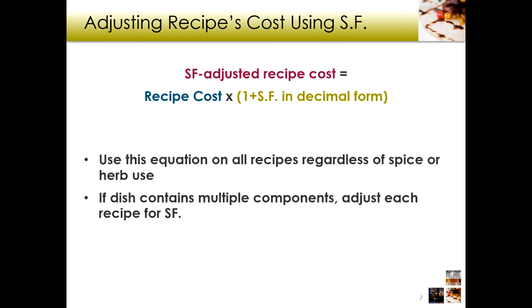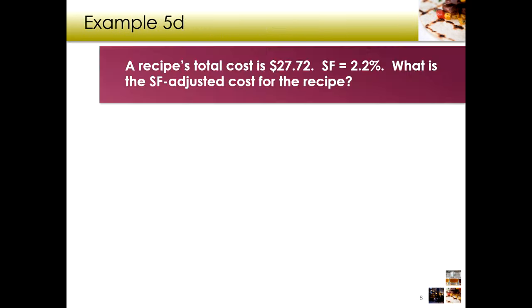We use the equation on all recipes regarding the spice or herb used, and if the dish contains multiple components, we adjust each recipe for spice factor, right? So multiple components, talking about a plate. You've got your roast beef, mashed potatoes, and glazed carrots. You're going to apply your spice factor to each one of those components before you add your portion costs together, okay? All right, so next example.